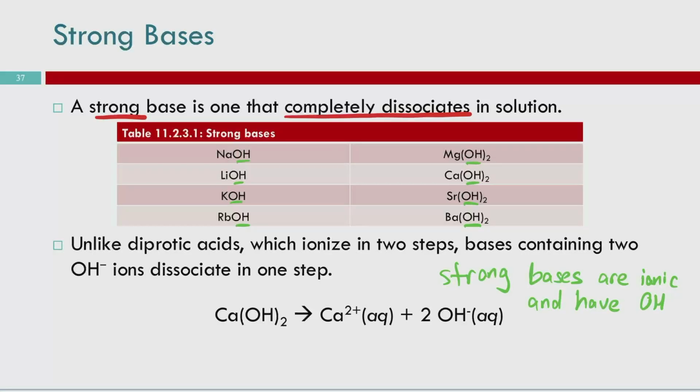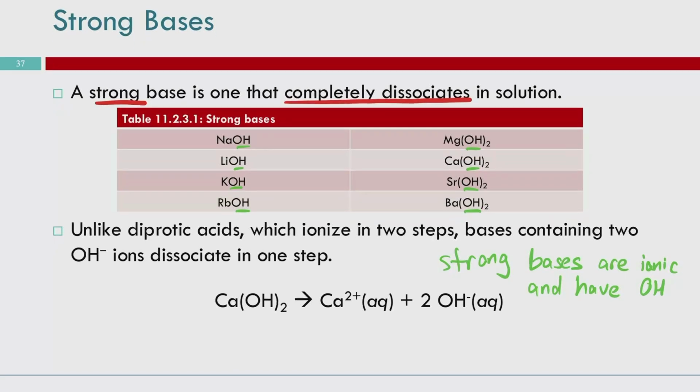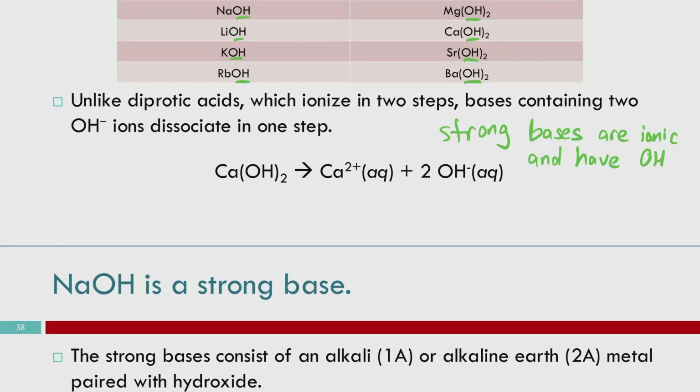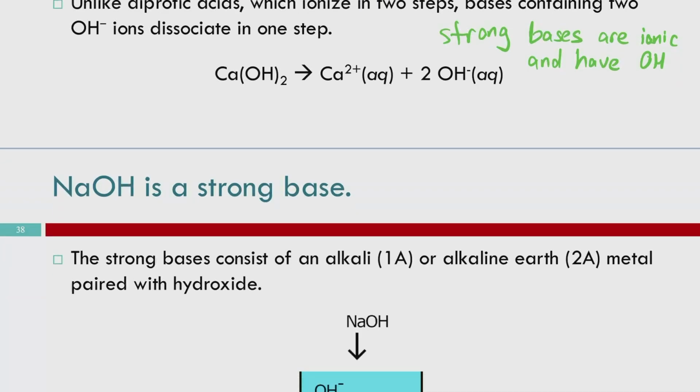Another thing that makes them different from acids is that they dissociate in one step. So in a single step, both of the hydroxides come off, unlike with sulfuric acid where we showed one proton comes off, then the next proton comes off. So for these, it all happens in one step.